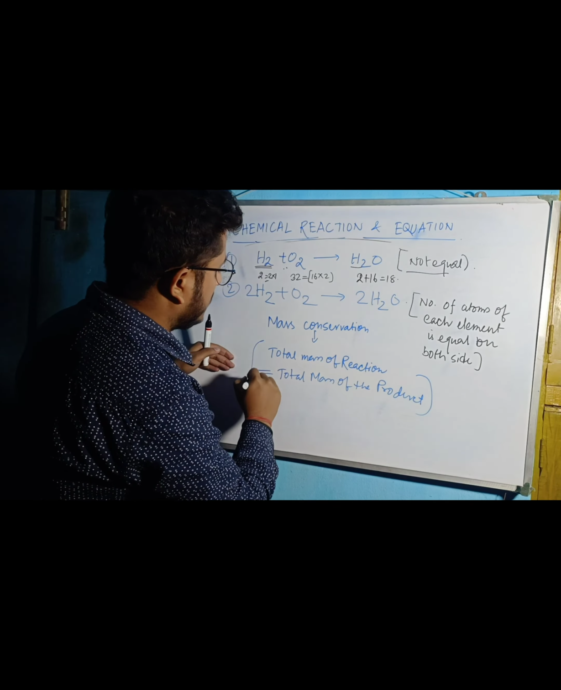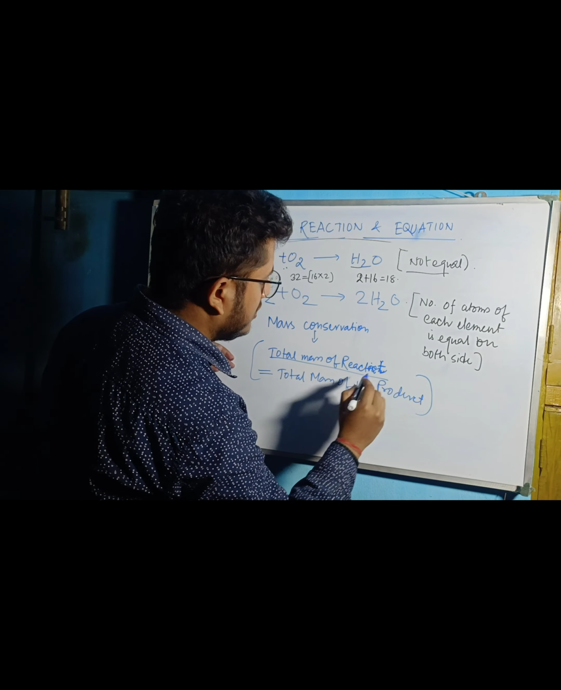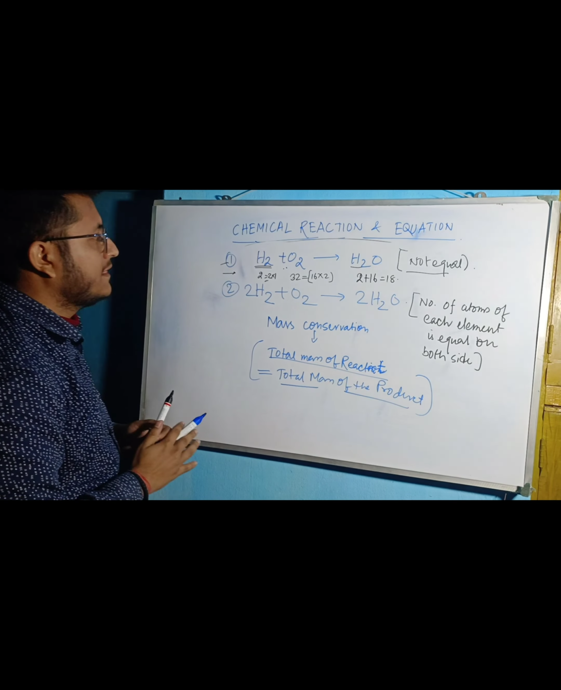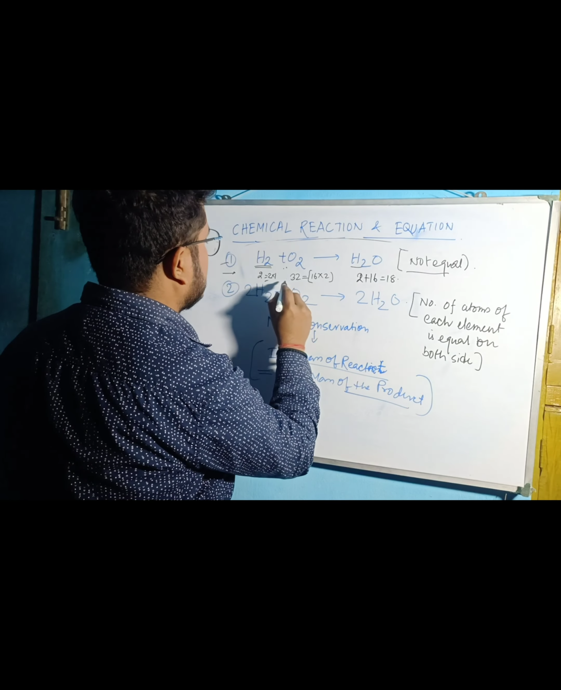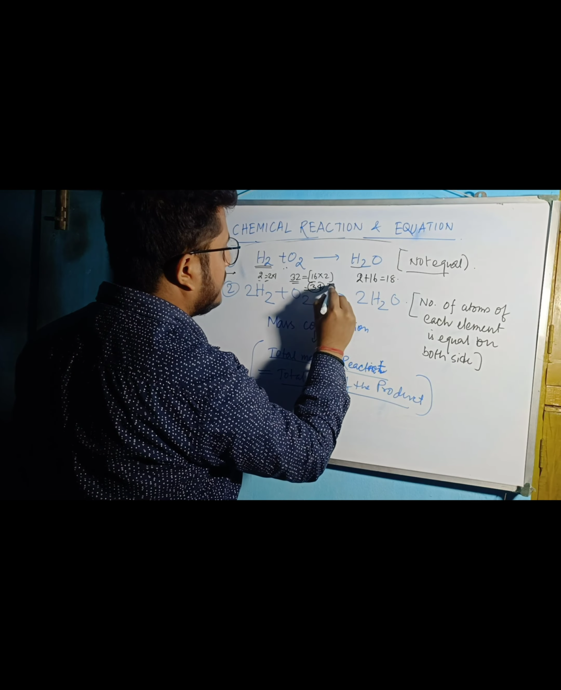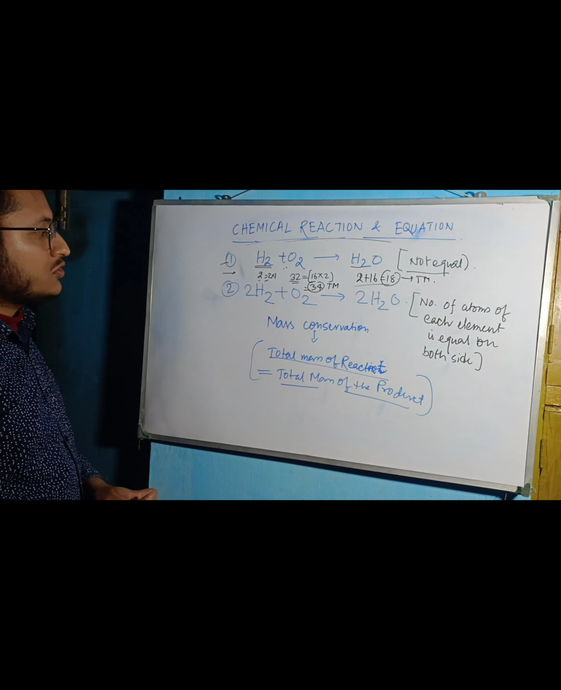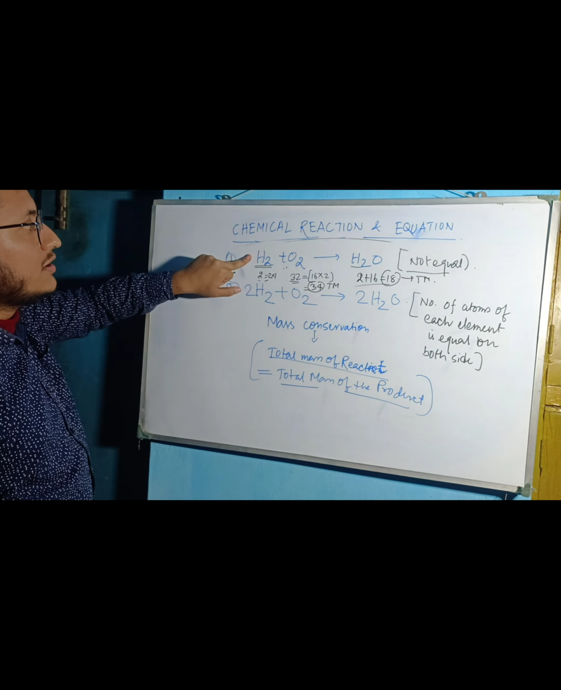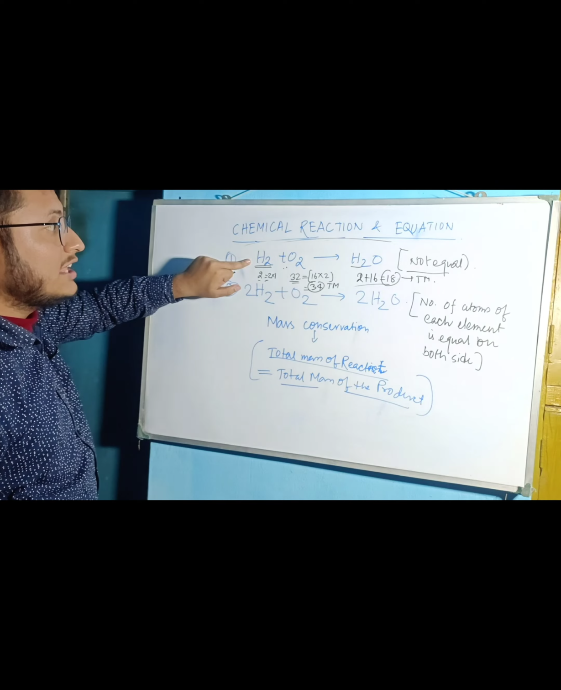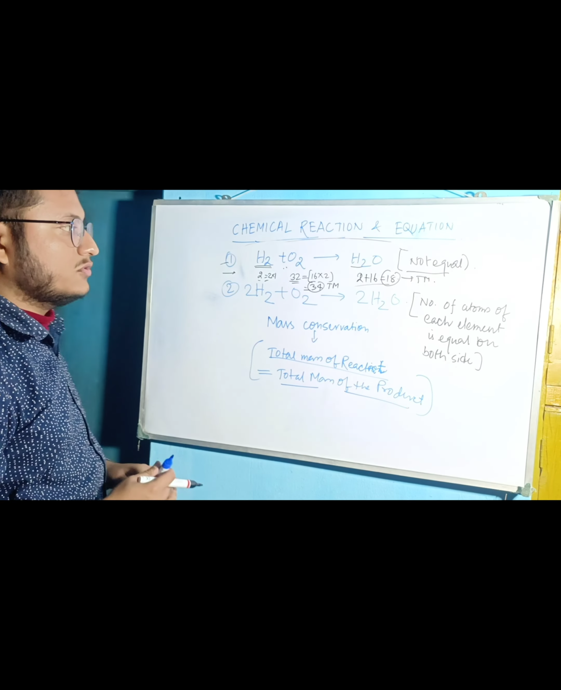Now see, the total mass of the reactant should equal the total mass of the product. Now here what is the total mass? 32 plus 2, 34 total mass. And here 18 is the total mass, which is not equal. So this reaction is also called a non-balanced chemical equation from the mass conservation point of view.